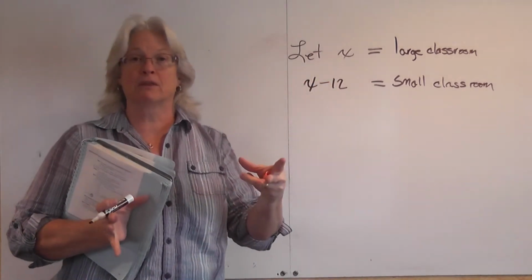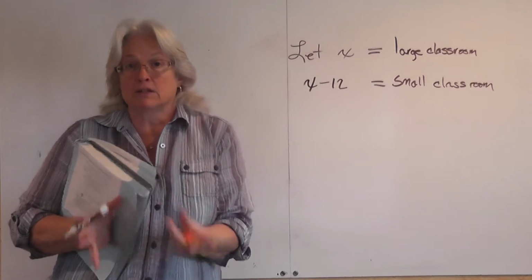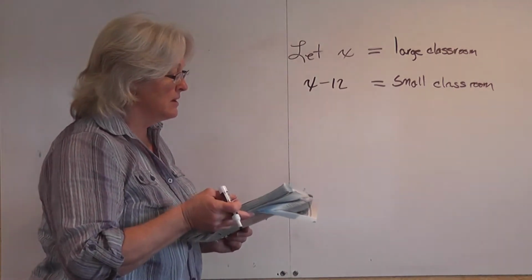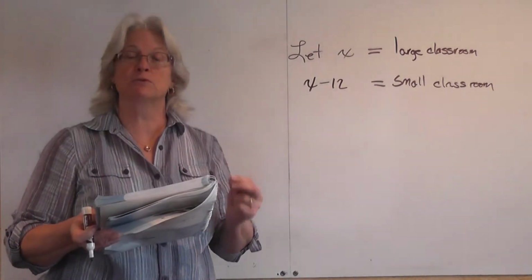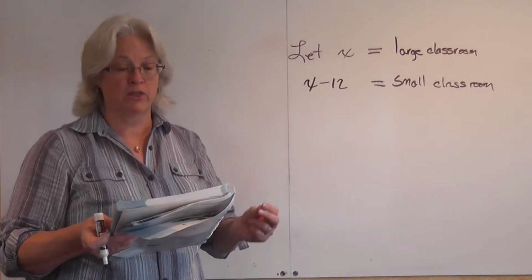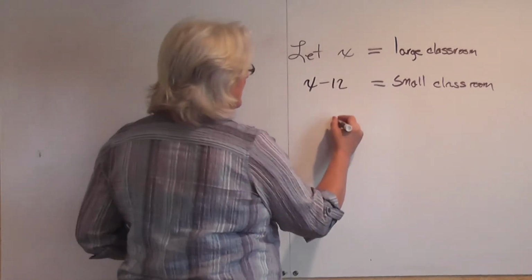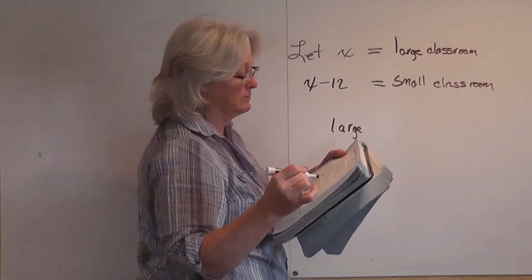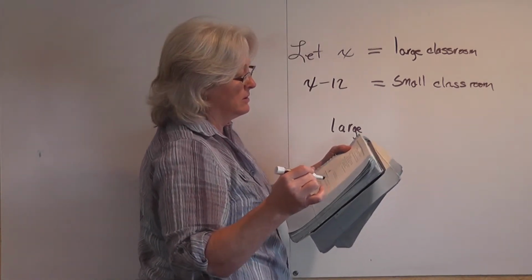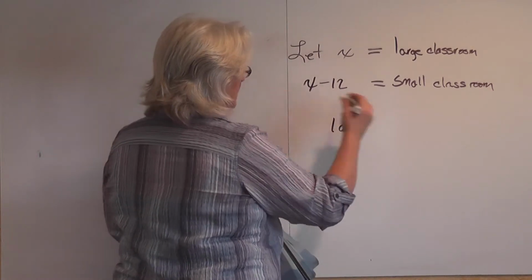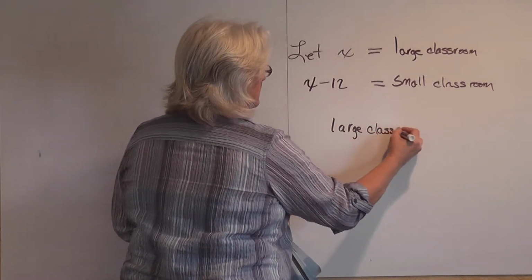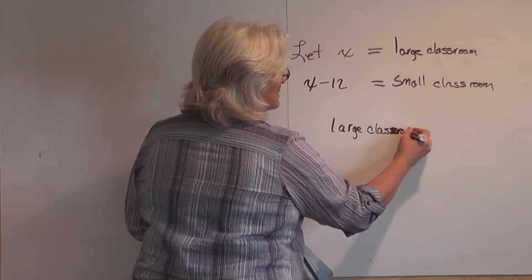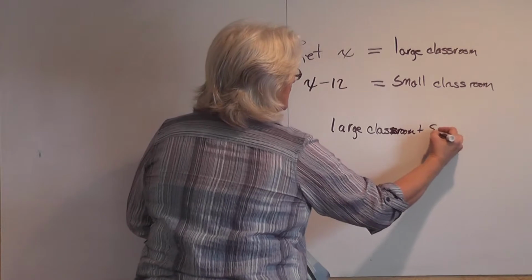Now we have to come up with an equation relating something together so we can solve it. Let's look and see what we have. The two classrooms together hold 34 students. So you have, or contain, does it say contain or hold? They hold 34 students altogether. So you have the large classroom plus small classroom.